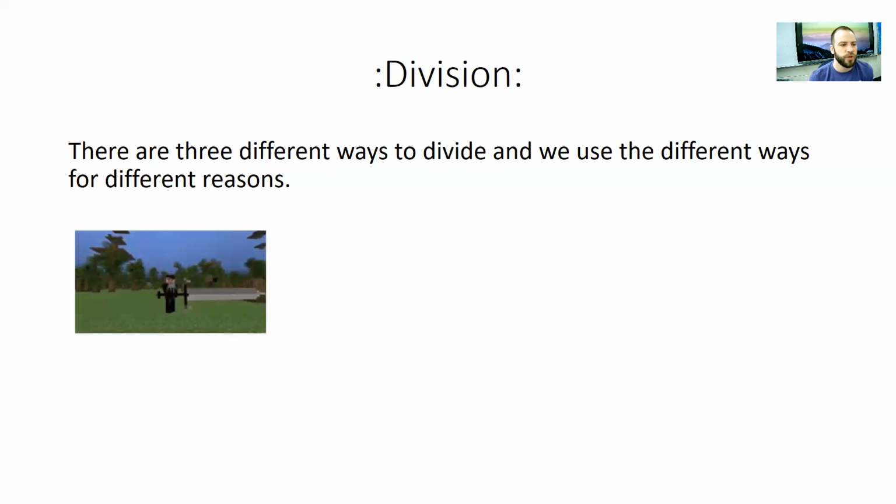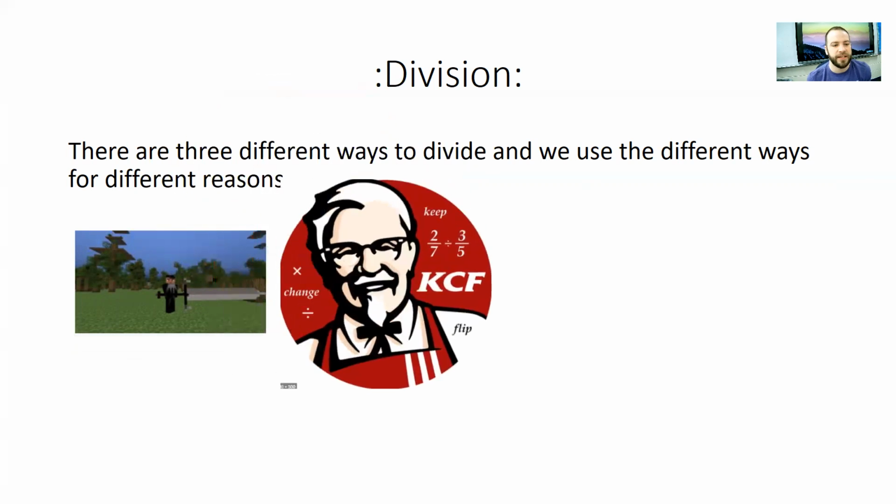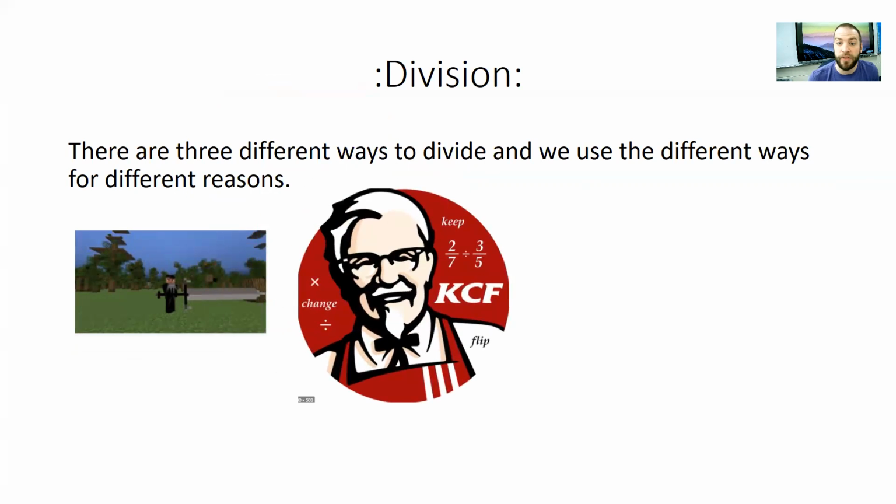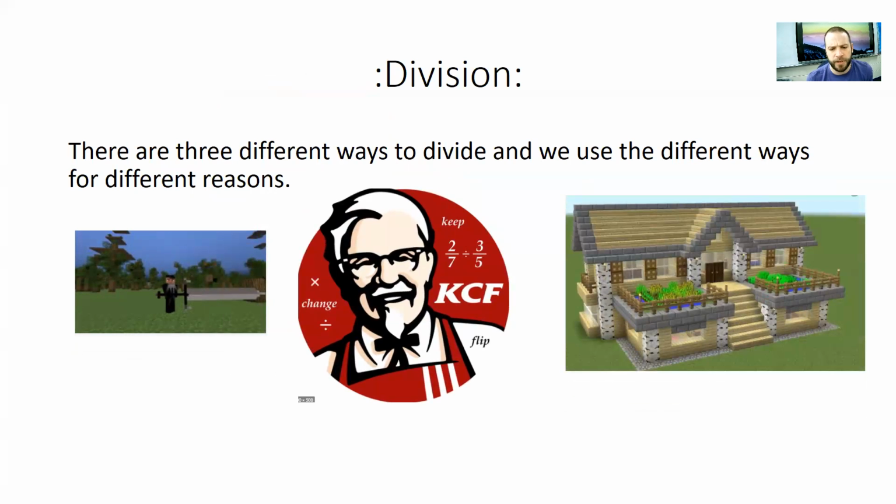The first tool is what we call the slice method. You might notice this is a Minecraft picture. I believe it's Minecraft. You've already been taught the slice method, and it'll look familiar when I show you in a second. The second method is the Kentucky chicken fried method, we call it, the keep, change, flip method. And the third method is the house method. Now, let me explain these methods real quick.